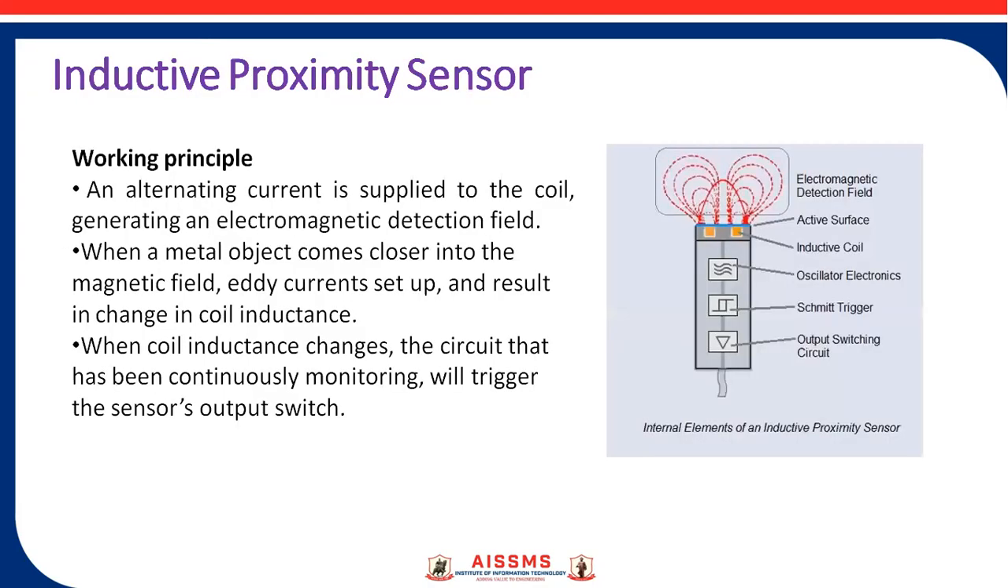Inductive proximity sensor. Let us see the working principle of an inductive proximity sensor. An alternating current is supplied to the coil, generating an electromagnetic detection field. When a metal object comes closer to the magnetic field, eddy currents set up and result in a change in coil inductance. When coil inductance changes, the circuit that has been continuously monitoring will trigger the sensor's output switch.